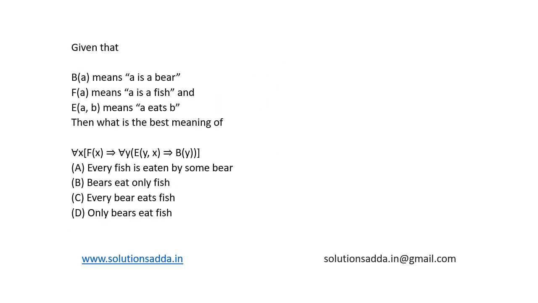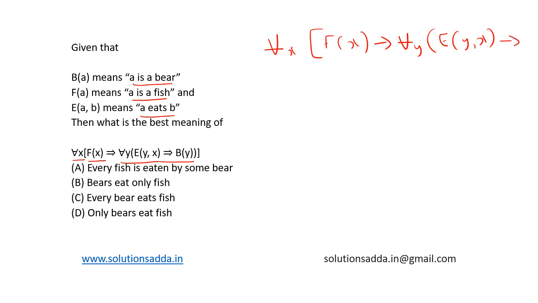This is a previous year ISRO question. B of A means A is a bear. F of A means A is a fish. E of A comma B means A is B. Then what is the best meaning of for all x, F of x implies for all y, E of y comma x implies B of y. So rewriting the expression once again, for all x, F of x implies for all y, E of y comma x implies B of y.